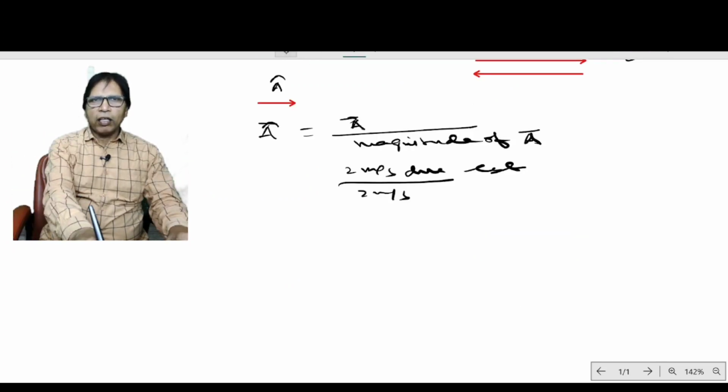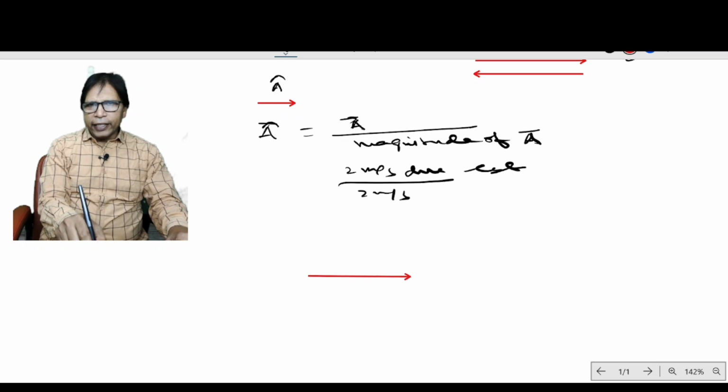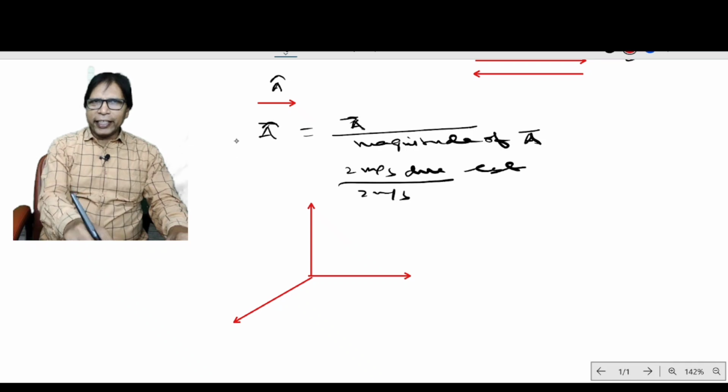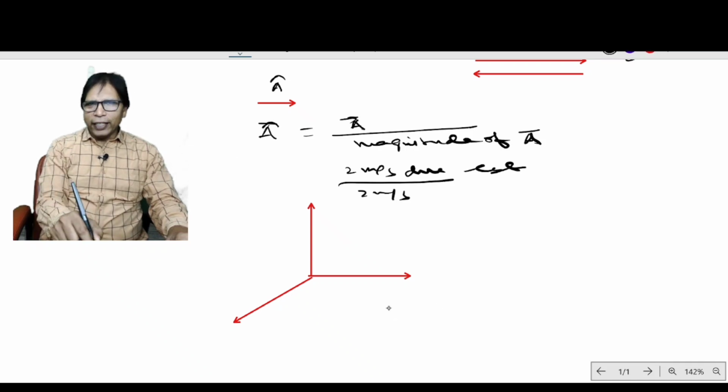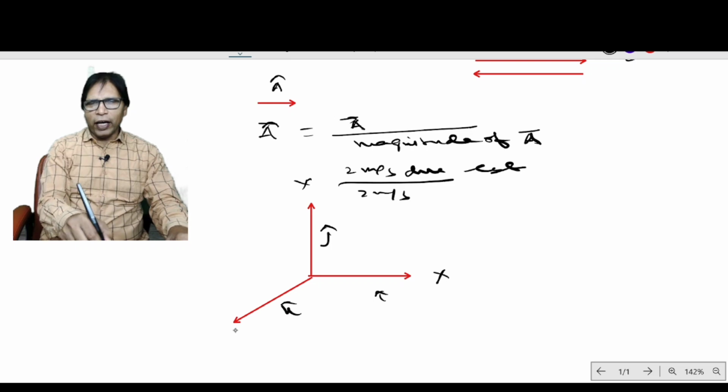Okay. The unit vector along x axis is i cap, along y axis is j cap, and along z axis is k cap. So look at this. This is the i cap, this is the j cap, and this is the k cap. This is the x axis, this is the y axis, and this is the z axis.